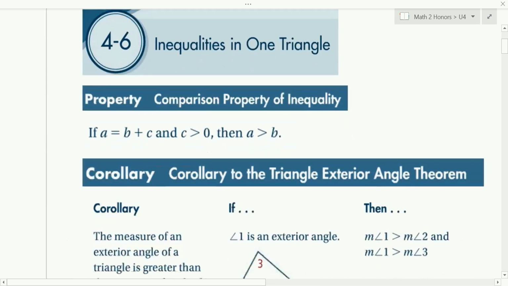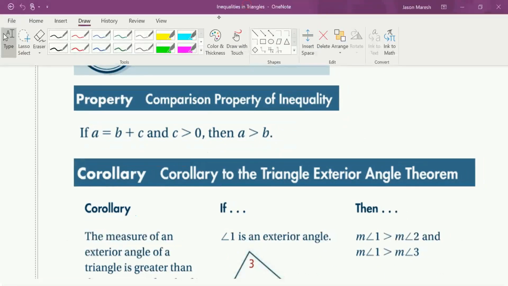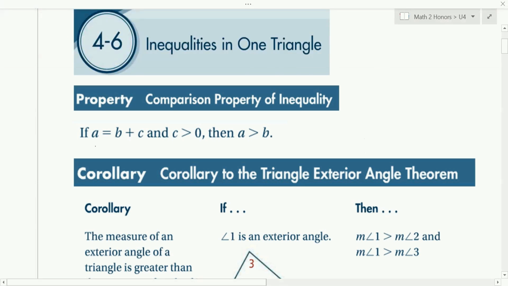So for example, 5 is equal to 2 plus 3, right? And so if I just wanted to compare 5 to 2, well, 5's got to be bigger than 2, right? That's what that's saying. If 5 is equal to 2 plus 3, then 5's got to be bigger than 2. Okay, we're going to use that kind of reasoning with triangles.